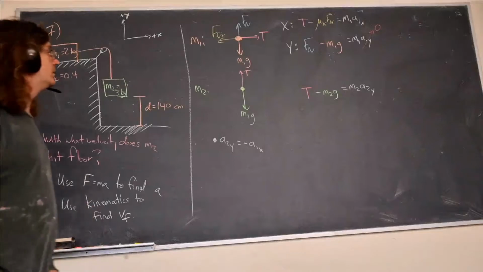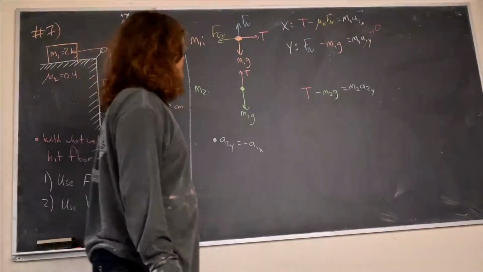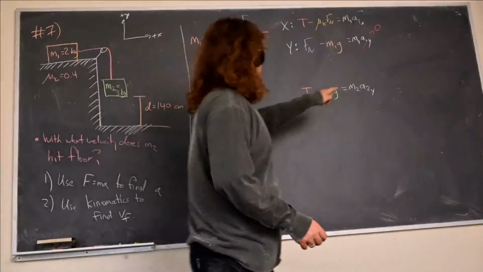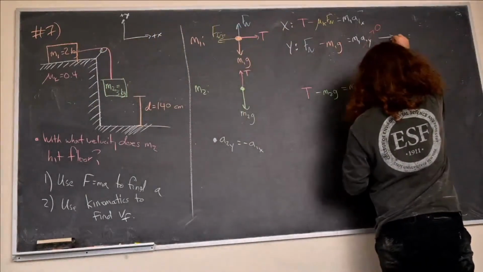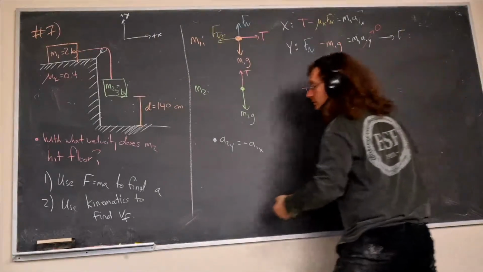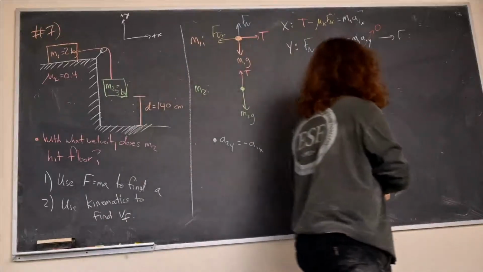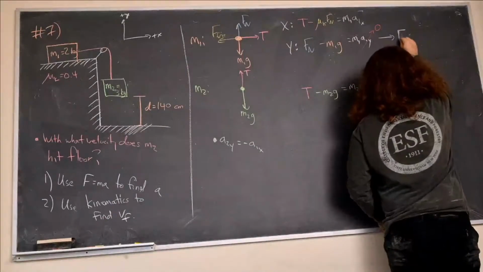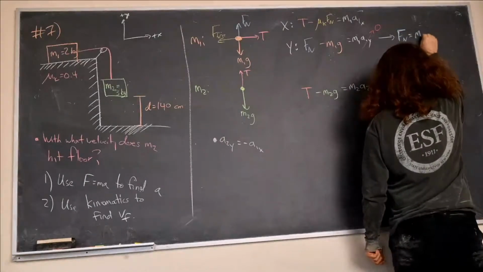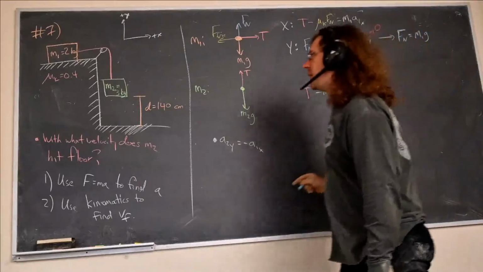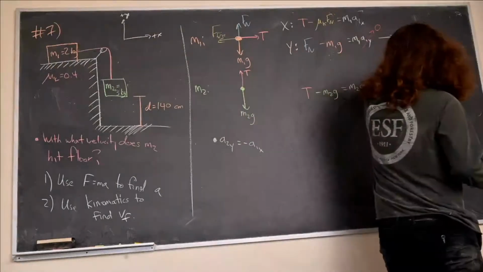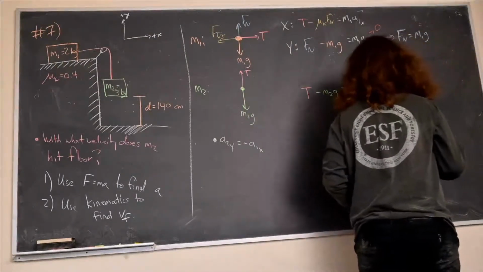So now I just do substitution. Looking at this equation pretty readily, I'll use blue for this. I see that the normal force equals m1g. That shouldn't be a surprise. There's no other forces up or down. It's not accelerating up or down. So now I will substitute this in here.